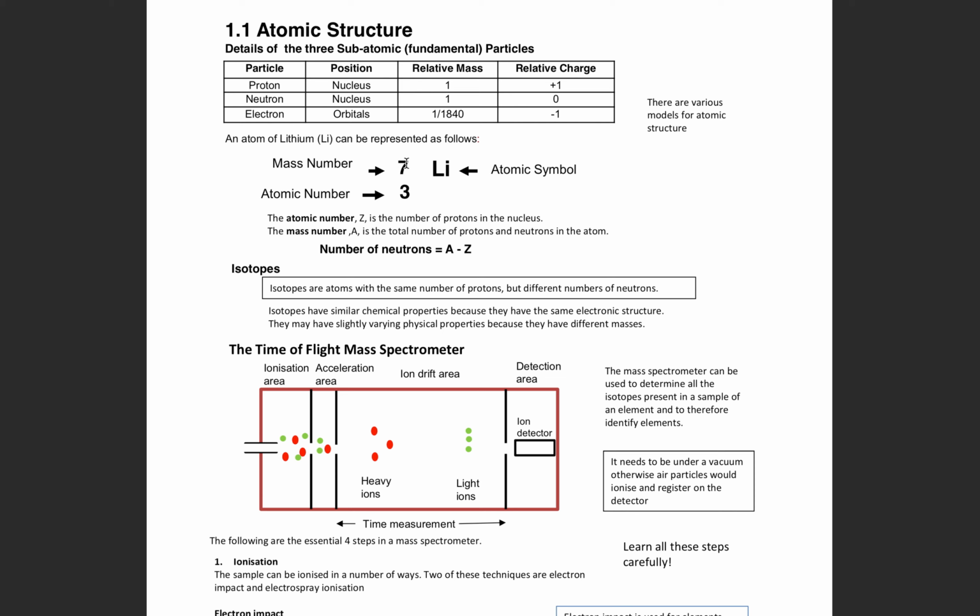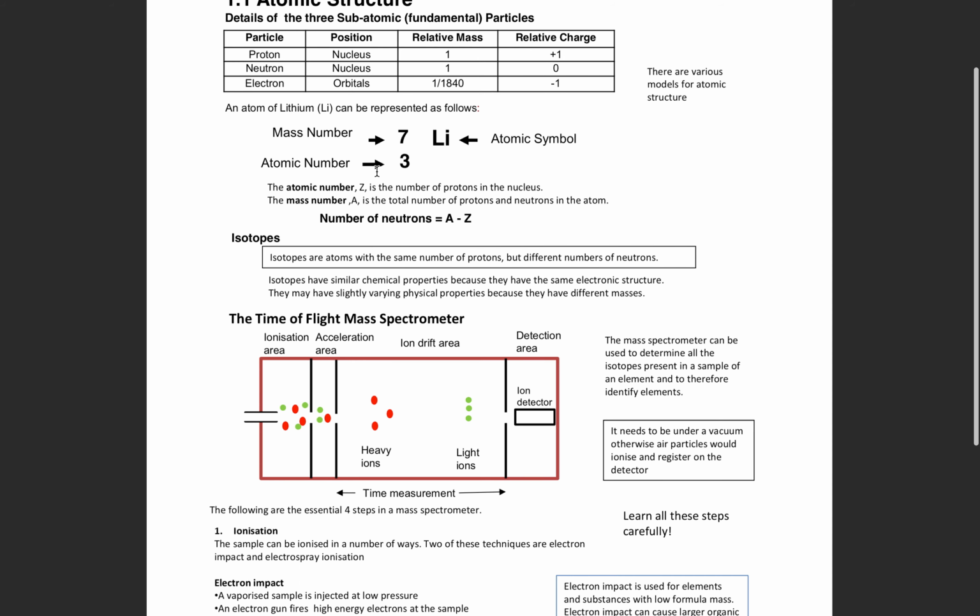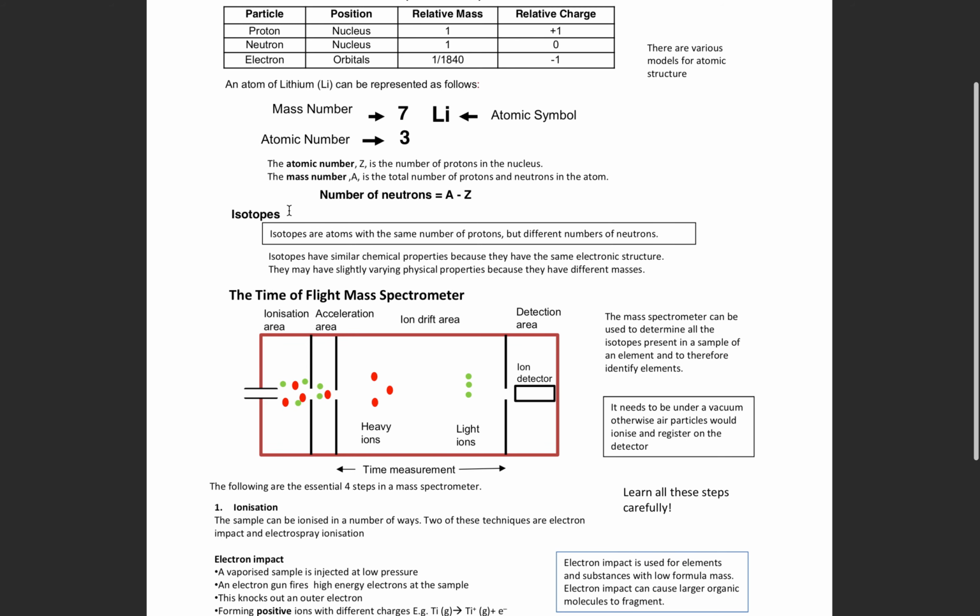Your mass number is your neutrons plus your protons. So if you want to find your neutron number, you just subtract your atomic number from your mass number, which in this case gives 4. I hope that's understandable.